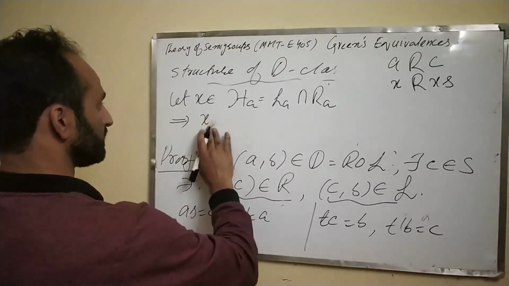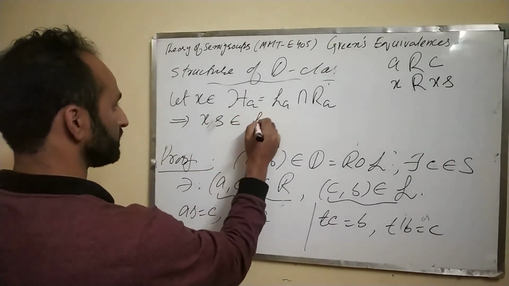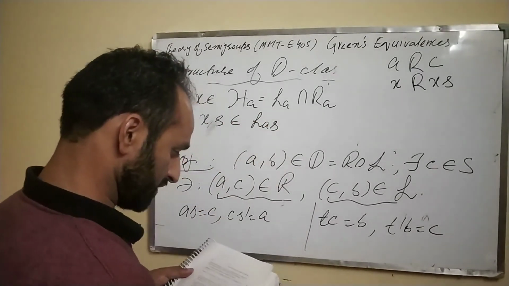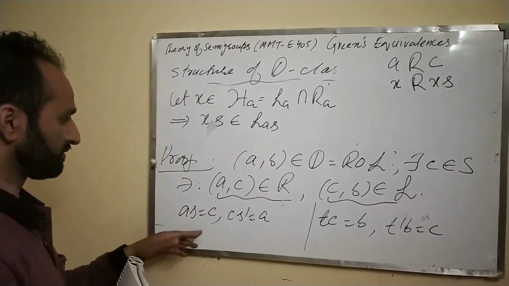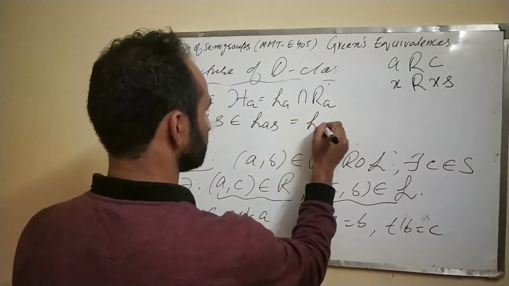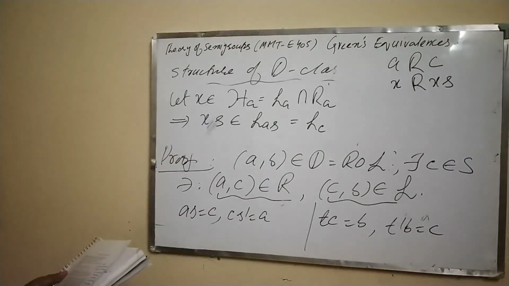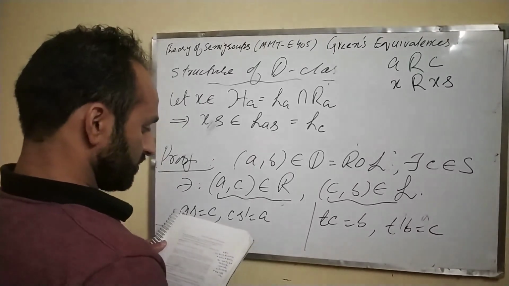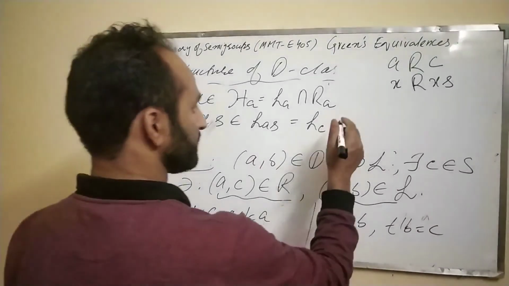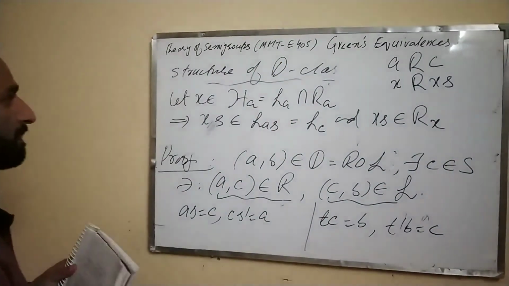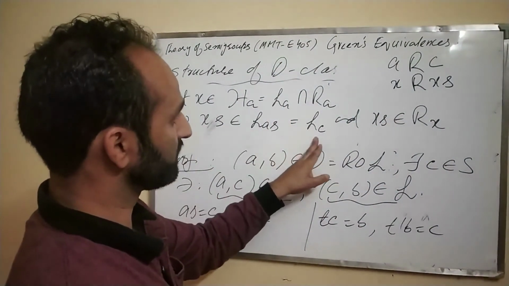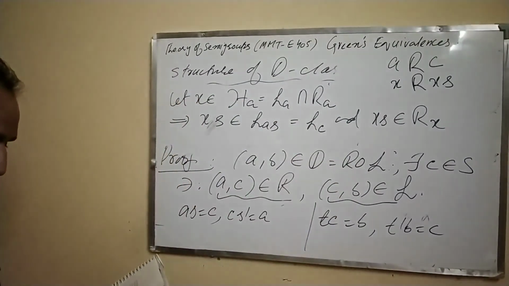XS belongs to LAS. And what's AS? AS is equal to C, so that's equal to LC. XS belongs to LC. So XS also belongs to RX, and this XS also belongs to RX. XS belongs to LC and it also belongs to RX.